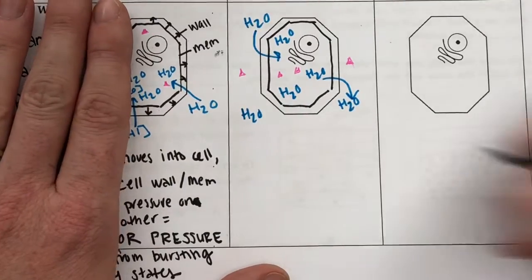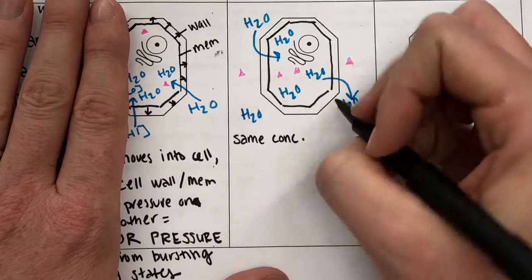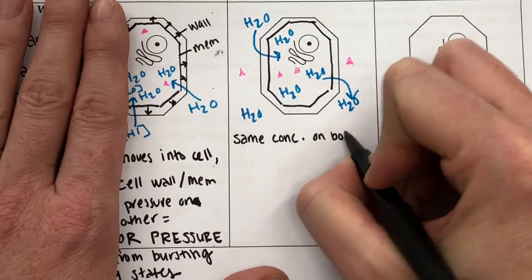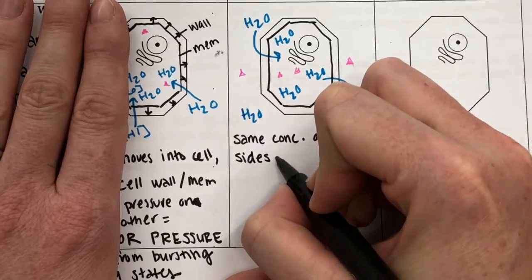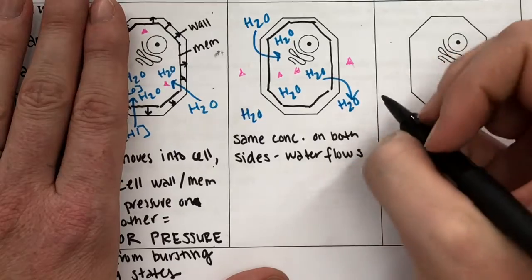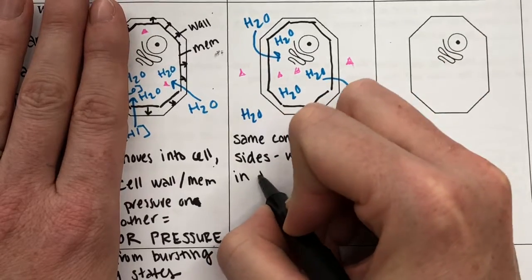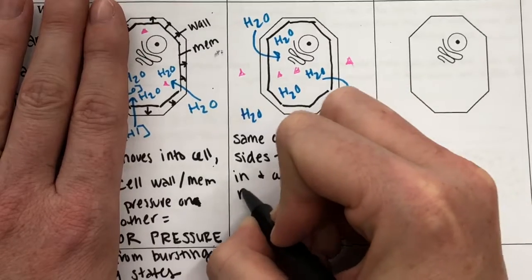So since there is the same concentration on both sides, water flows in and out at the same rate.